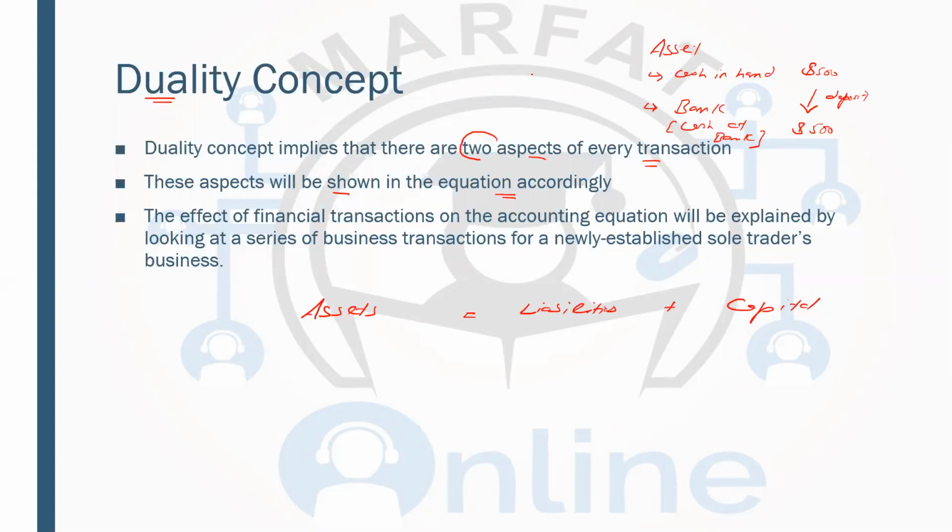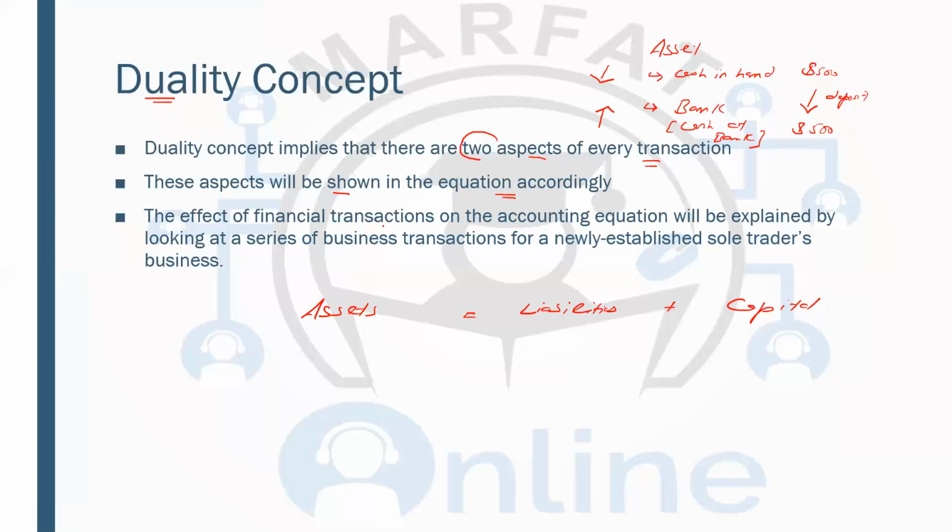What are the aspects? The cash is decreasing; cash is again an asset. This is the first aspect. The second aspect is the bank balance is increasing. Now, these two are the aspects. We'll be looking at similar transactions shortly.